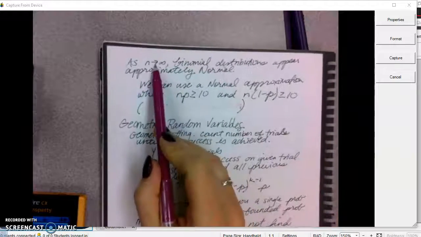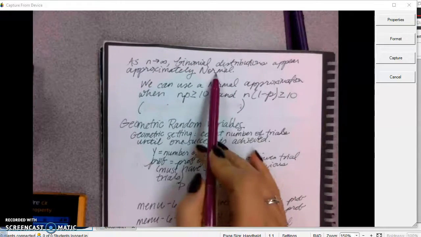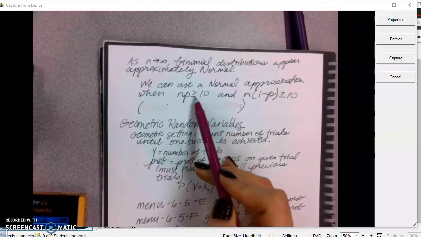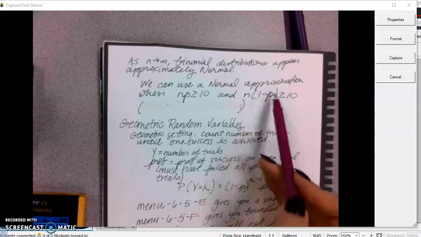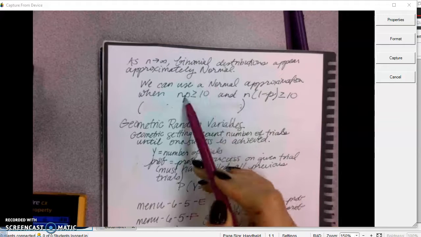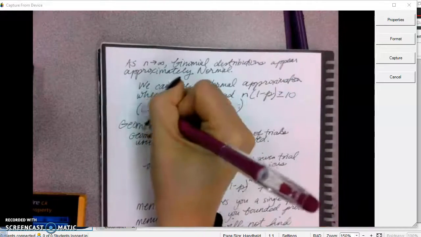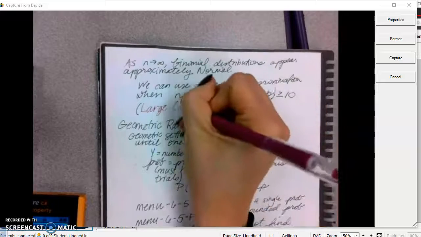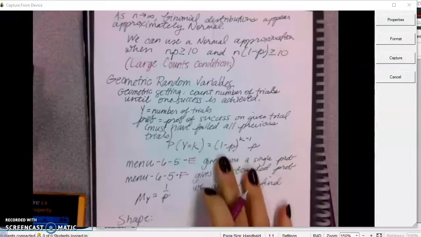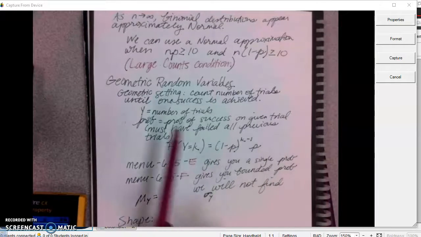However, as n approaches infinity, so as our sample gets larger and larger, the binomial distributions appear approximately normal. And so we can use a normal approximation when the number of trials times the probability is greater than or equal to 10, and the number of trials times 1 minus the probability is greater than or equal to 10. And this is called the large counts condition. And if that condition is met, you would find it using your normal probability table, just like we have with our mean and our standard deviation, and going from there.